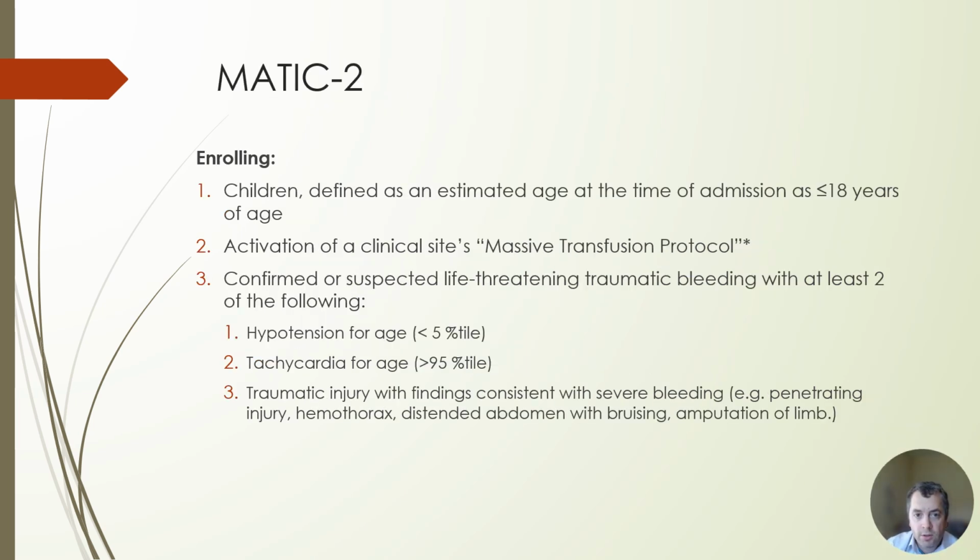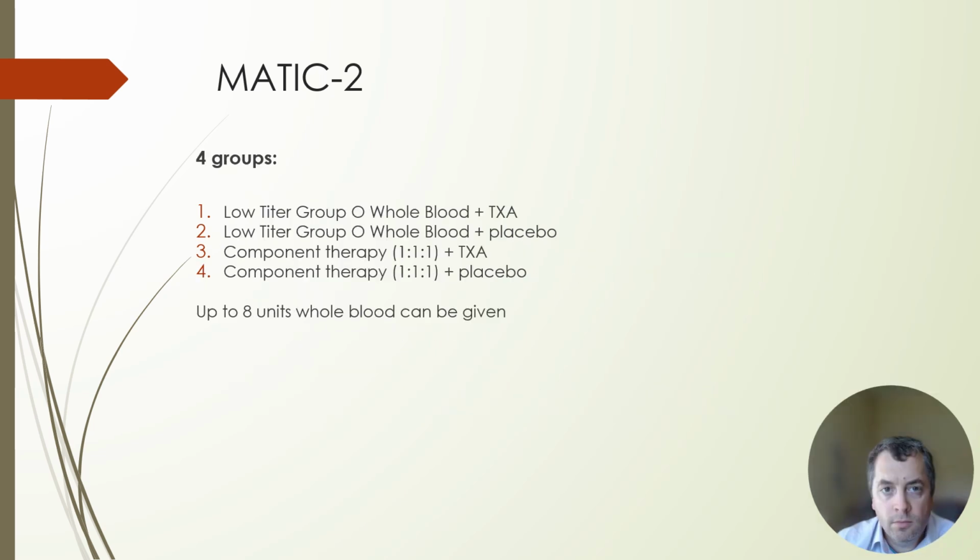The MATIC-2 trial, which we are enrolled in. MATIC-1, or just MATIC, massive transfusion in children, looked at balanced transfusion ratios. Now MATIC-2 is looking at whole blood transfusion. So we are enrolling children, defined as less than or equal to 18 years of age, for whom a massive transfusion protocol, MTP, has been activated with confirmed or suspected life-threatening hemorrhage, defined as 2 of the following: hypotension, tachycardia, and traumatic injury consistent with bleeding.